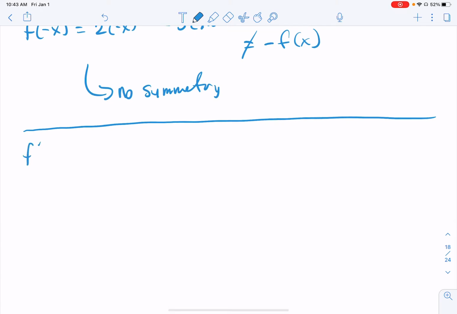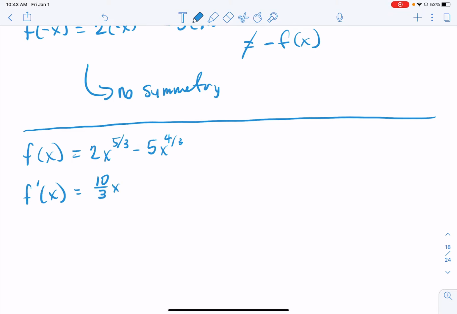So f, I'm just going to write it down for convenience again. f was equal to 2x to the 5/3 minus 5x to the 4/3, and take its first derivative. Leapfrog. I have 10/3 x to the, subtract 1 from that, that's like subtracting 3/3, that's going to give us 2/3, minus, and then leapfrog 20/3 x to the 1/3 power.